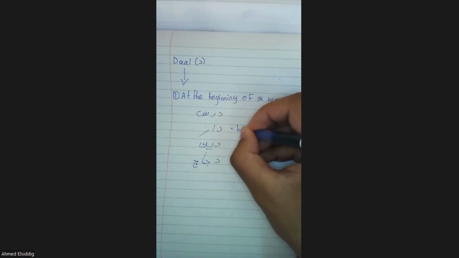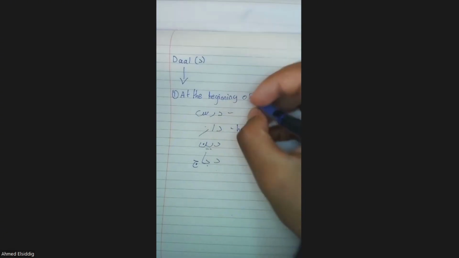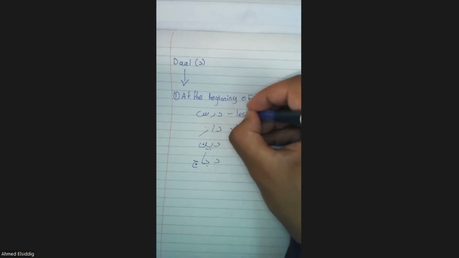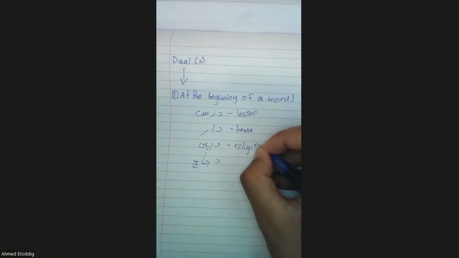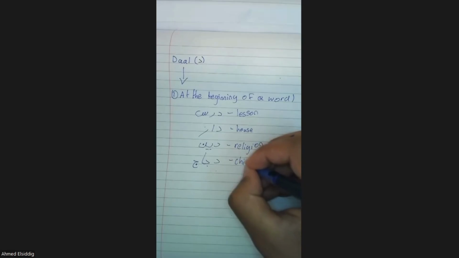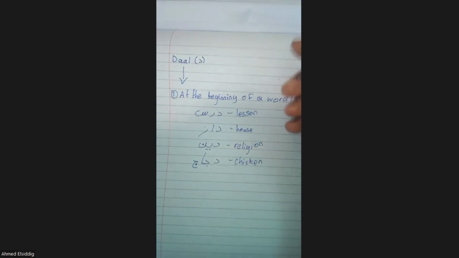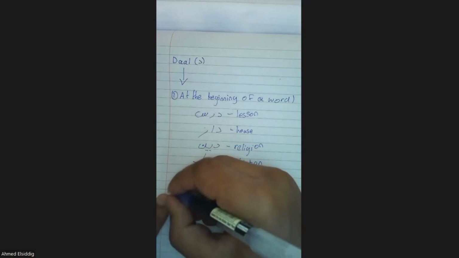Let me just put the translations here if anyone wants to know what these mean. Darasa means lesson, and deen is religion, right? And this is chicken. The judge, okay? This is at the beginning of the word.